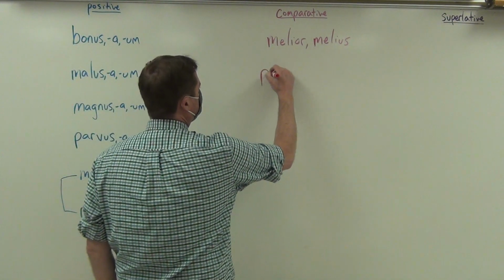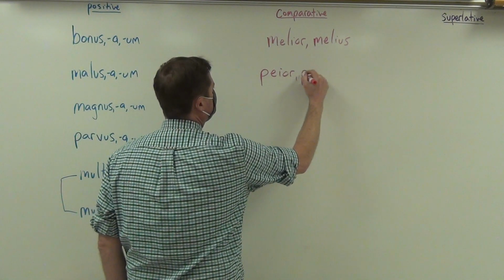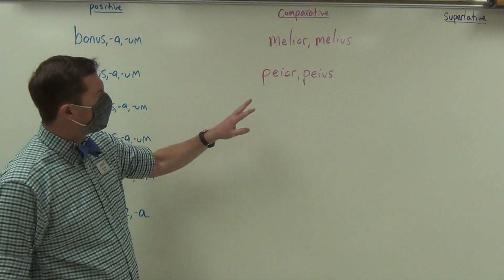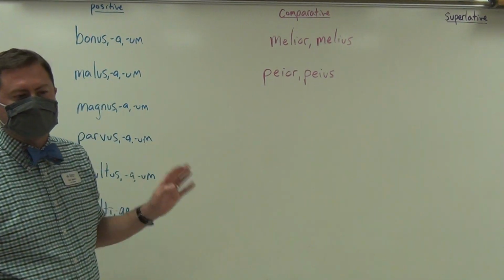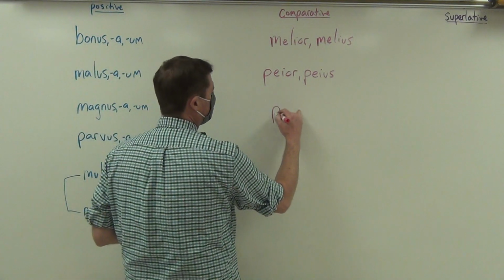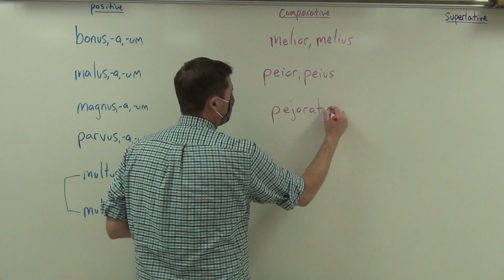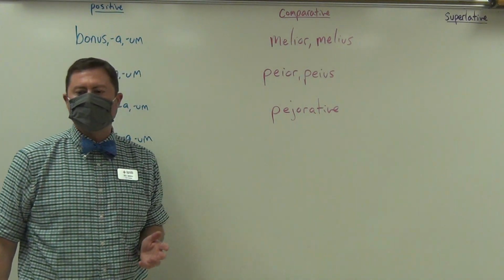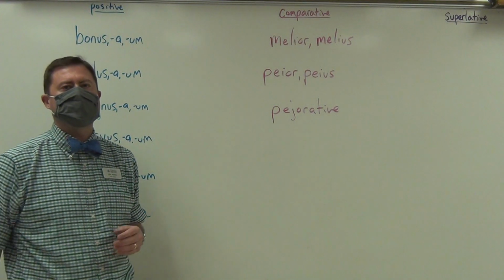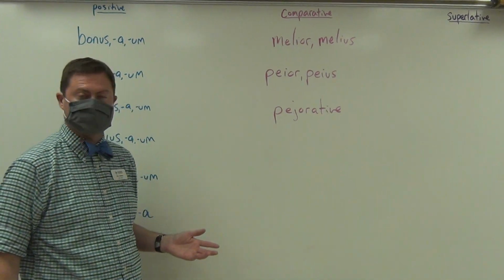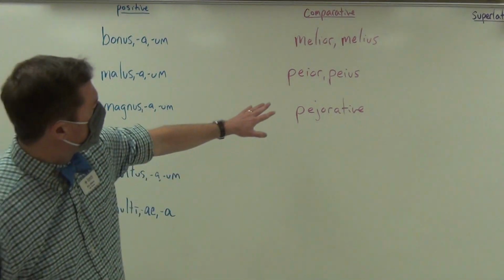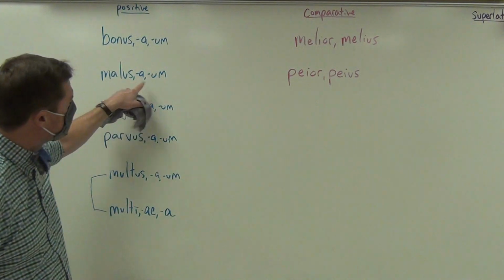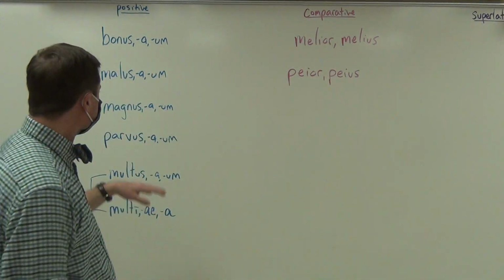Malus is going to be peior, peius, in which you can see there the word for worse. Now, you probably are not familiar with this English word, but this is where we get the word pejorative. Pejorative means putting it in a worse light. So you can say that someone is overweight, but if you wanted to put that in a pejorative term, you would say that they are fat, which of course we don't want to do. And so that is where we get the word pejorative from the word peior, which means worse. So something can be bad, malus, and then of course something can be worse, peior.